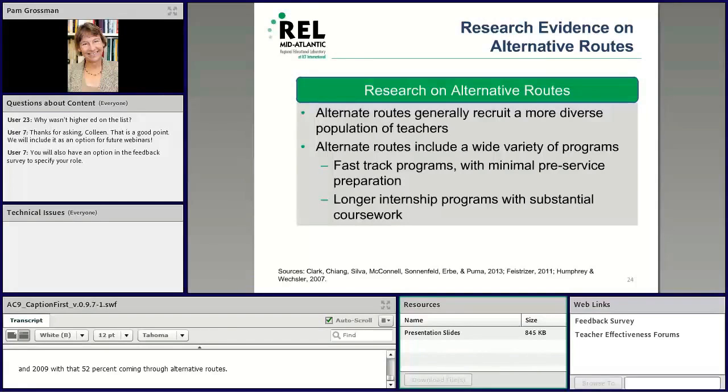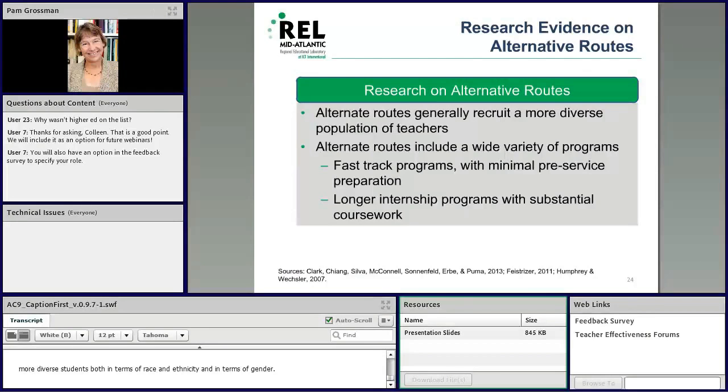So what do we know about the evidence on the impact of alternative routes? One of the reasons that alternative routes were developed was to try to recruit a more diverse population of teachers into the classroom. And again, in general, across all of the alternative routes, they generally are more successful at recruiting more diverse students, both in terms of race and ethnicity and in terms of gender.